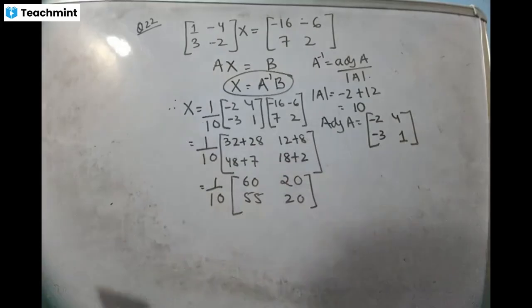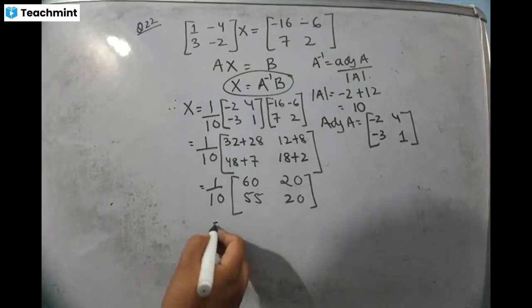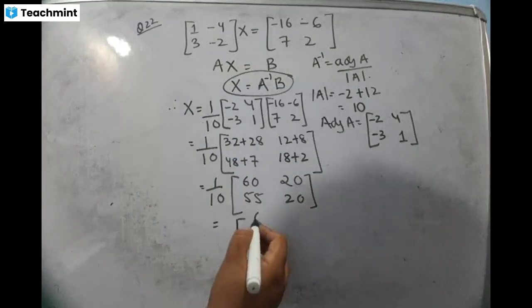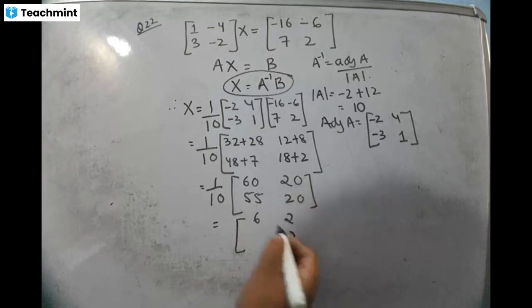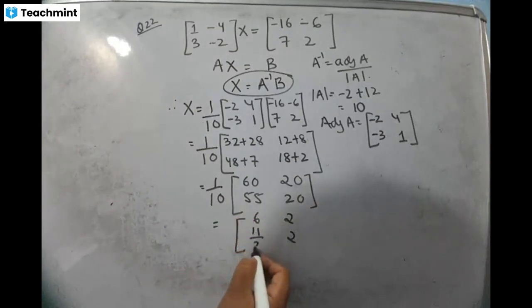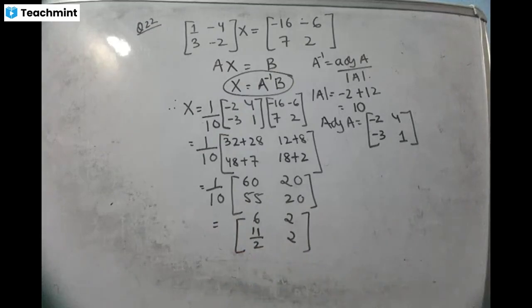You can leave the answer till here, or if it does not match the option, then divide each and every term by 10. On dividing each term by 10, you get 6, 2, 2, and 55 divided by 10 is 11 by 2. So this will be one of the given options. I hope this explanation is okay. Now we move on to the next question. So question number 22 is done.